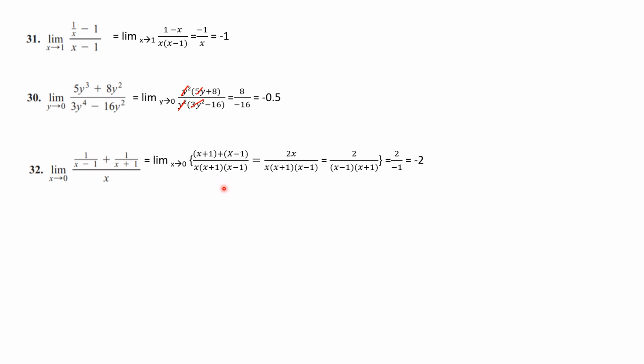We can see that we can add up, we can have 2x, and then 1 minus 1 will cancel each other, so we'll have 2x in the numerator. And the denominator is x multiplied by (x plus 1) multiplied by (x minus 1). So we can cancel the x with the x, and if we do so, we'll be left with 2 in the numerator, and the denominator will be the same, except that we cancel the x.